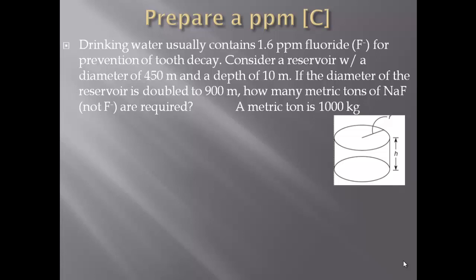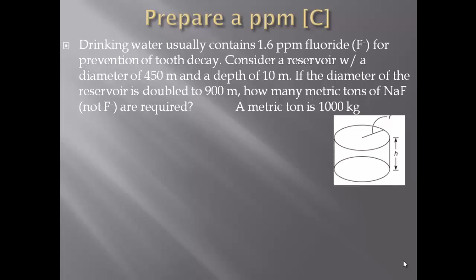All right, so drinking water usually contains 1.6 ppm fluoride for prevention of tooth decay. Consider a reservoir with a diameter of 450 meters and a depth of 10 meters. I show you what the reservoir looks like there. If the diameter of the reservoir is doubled to 900 meters, how many metric tons of NaF, not F minus, are required? That seems to be a clue there. And then they give you what a metric ton is, which is 1,000 kilograms.